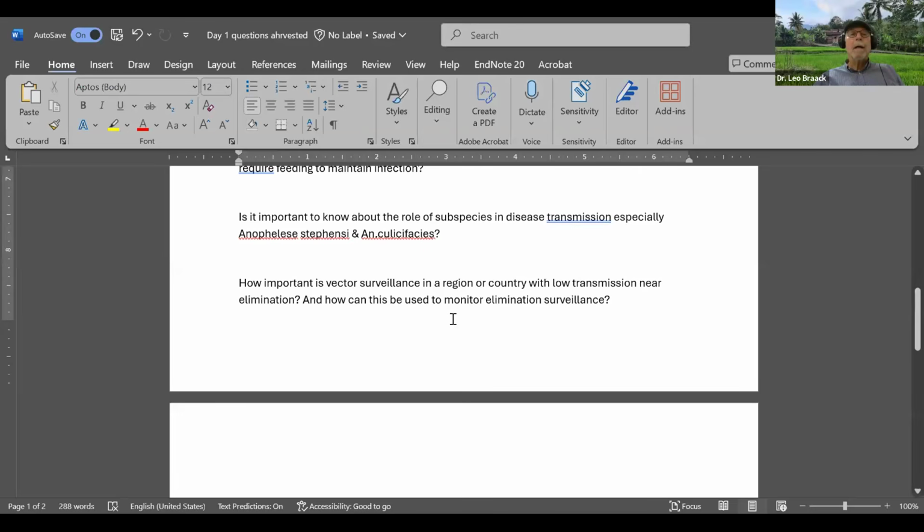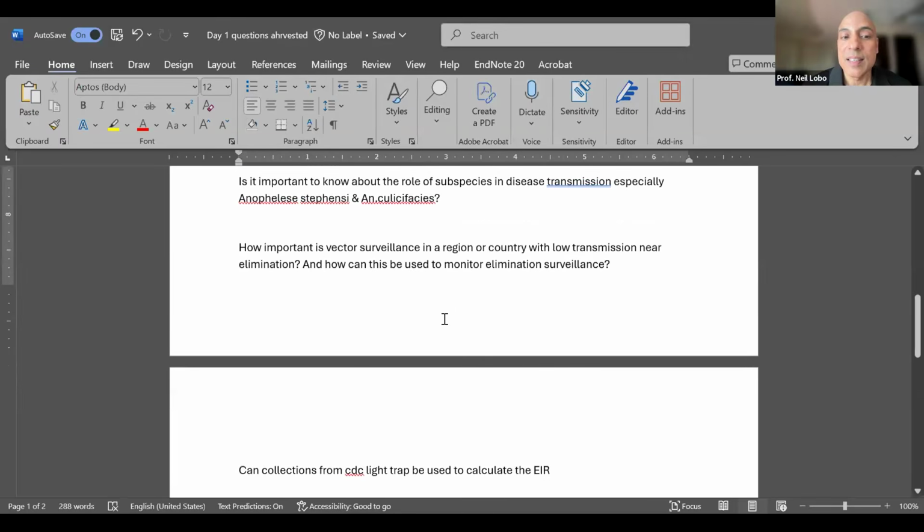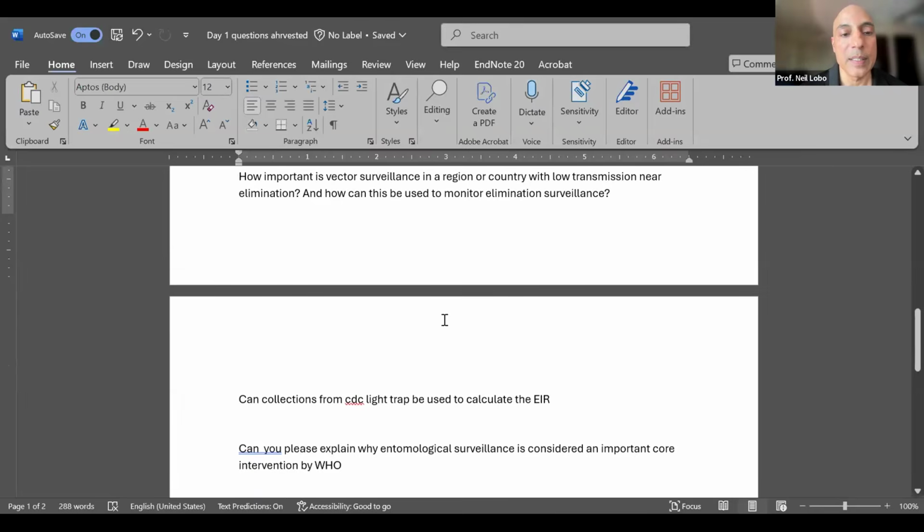Thank you, Neil. Next one. How important is vector surveillance in a region or country with low transmission near elimination? And how can this be used to monitor elimination surveillance? Oh, a very important question that I hope all of us get the chance to answer, because we're going to eliminate malaria. So vector surveillance is always important because we understand what's happening to the system.